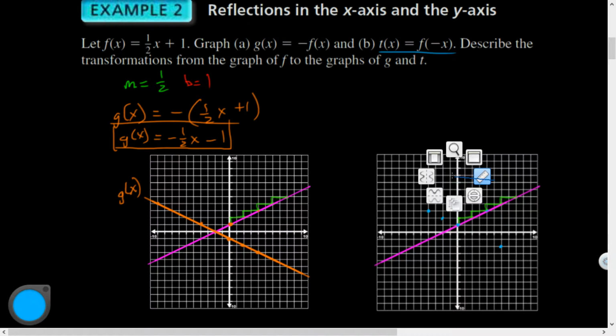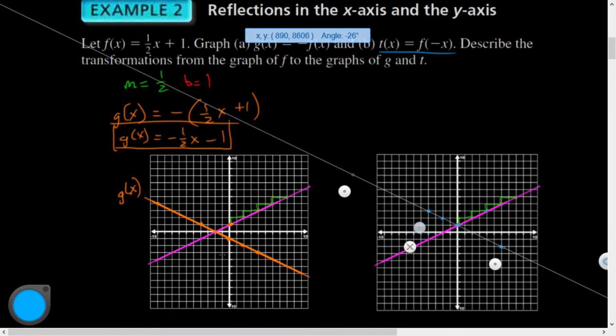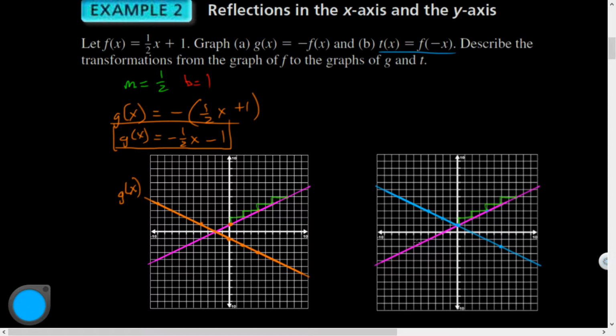So let's draw that line. Oddly enough, it happens to still have the same slope. But notice the blue line and the orange line are not the same. They have different y-intercepts, even though they ended up having the same slope. Okay? So yeah, that works out.